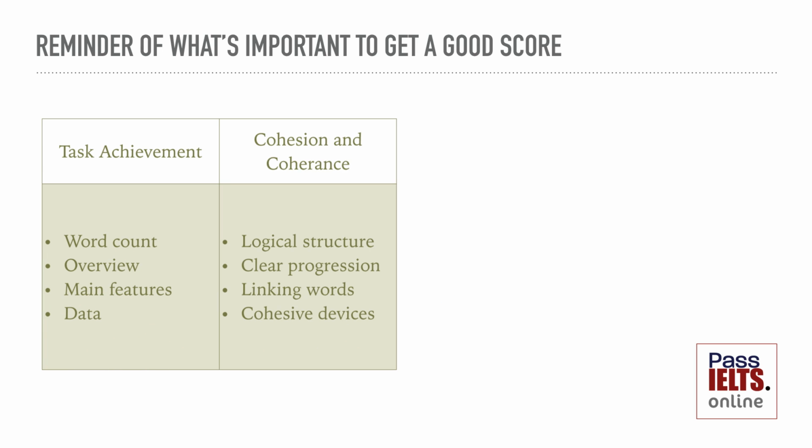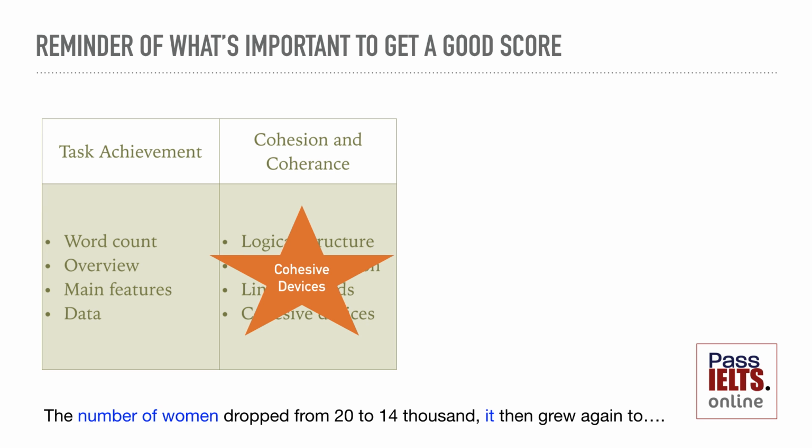When it comes to cohesion and coherence, it's important that your writing is logically written, that it progresses from one idea to the next rather than all over the place. You should use some linking and signpost words such as firstly, in general, however, and some cohesive devices such as replacing words with pronouns. Here's an example. The number of women dropped from 20 to 14,000 and then it grew again. I have replaced number of women with it and I've highlighted this in blue. This is a good example of referencing.